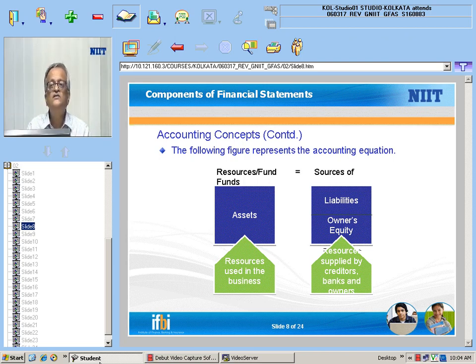So liabilities plus owner's equity, this is the source of funds. And these assets are how the funds have been used. So assets are called the use of funds. Assets are the resources used in the business.